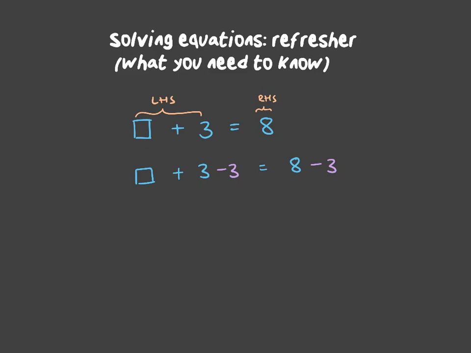And what we've got then is just the box on the left-hand side. 3 minus 3 is 0. And what do we have on the right-hand side there? 8 minus 3 is equal to 5. Okay, and of course that would make sense. What does this answer mean?